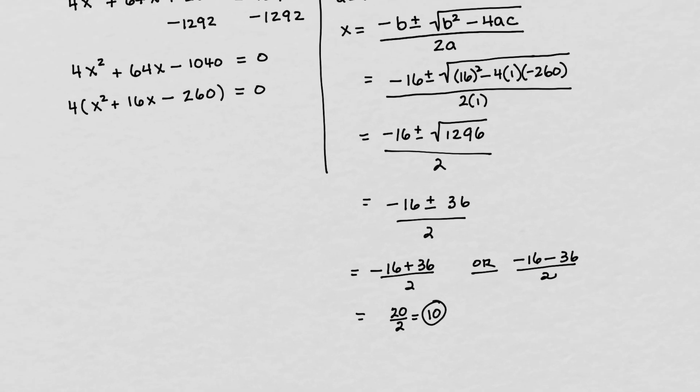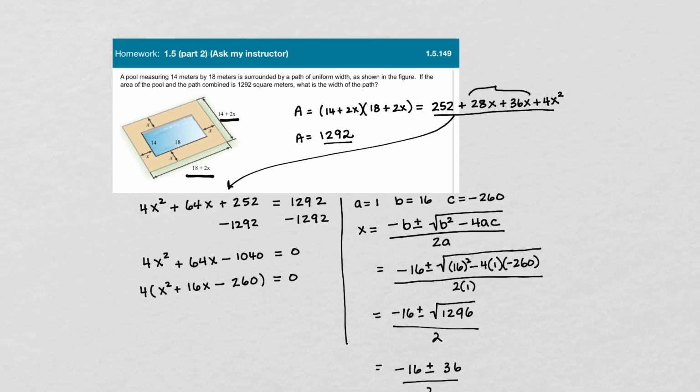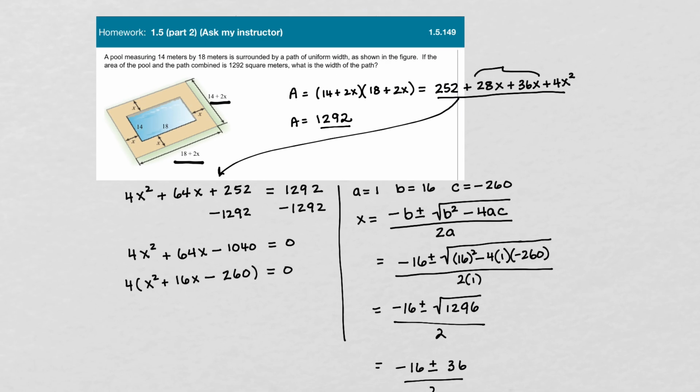Here, negative 16 minus 36 gives me a negative 52 over 2. So we know that can't be the right answer. It can't be negative 26. That doesn't make any sense in the problem. So the width of our walkway is 10 meters. And that's our final answer.